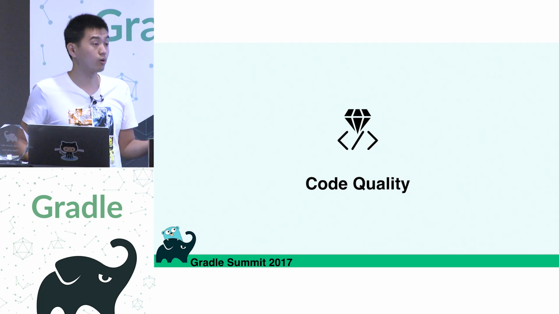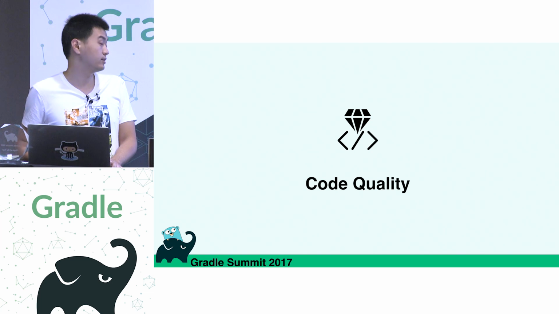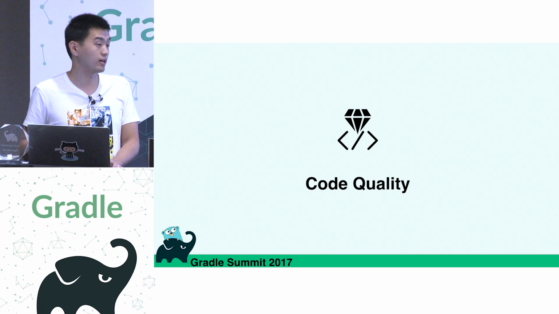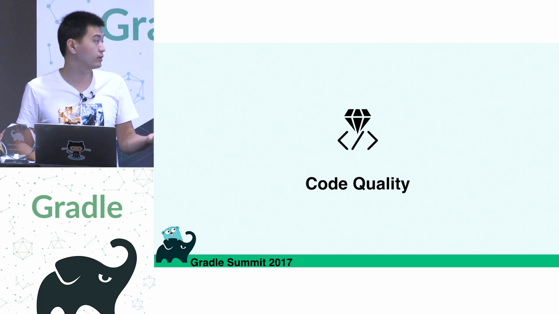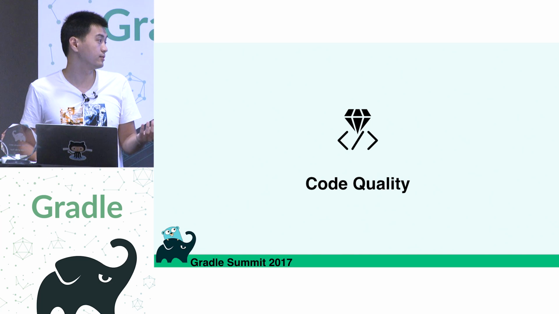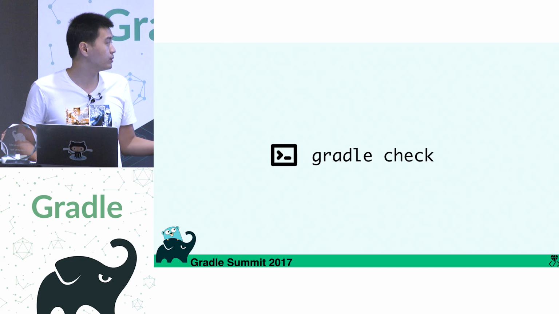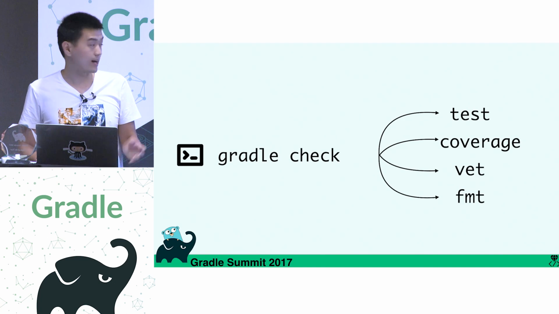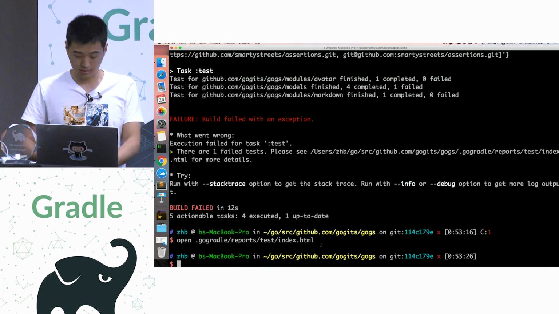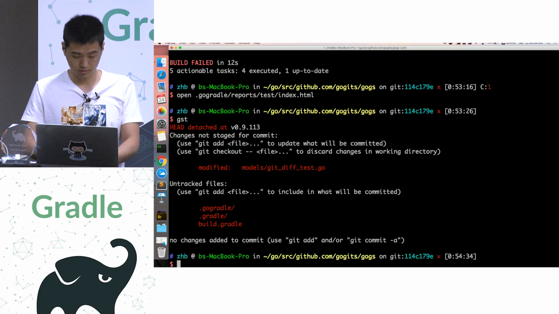And then the code quality. Go has its own code quality tools, such as format or code style. And Gogradle just makes it easy to use and out of the box. So you just need to run Gradle check to get the test coverage, vet, and format. Let's try it on Gogs. I just need to recover this test file.